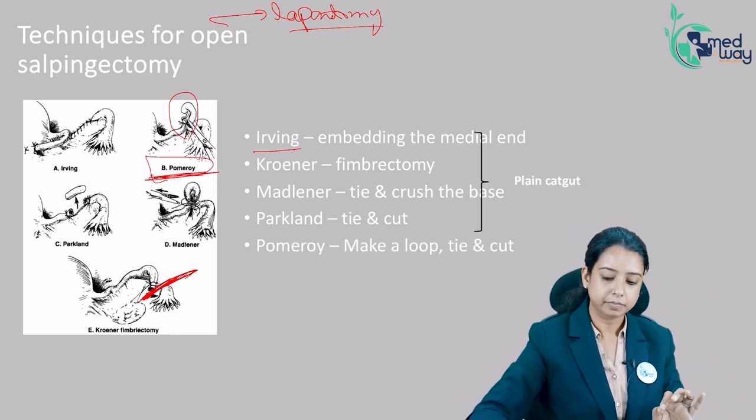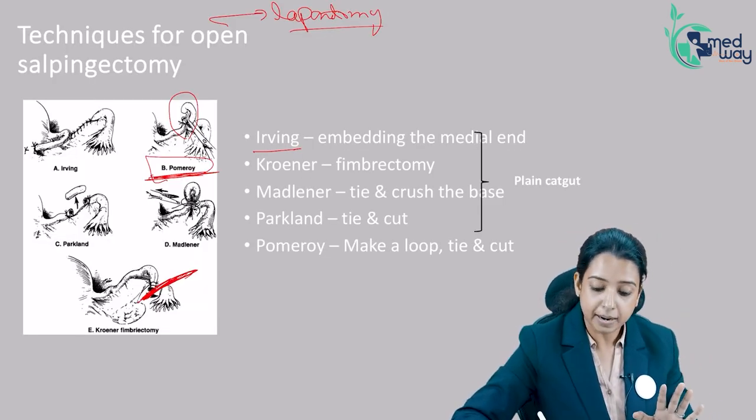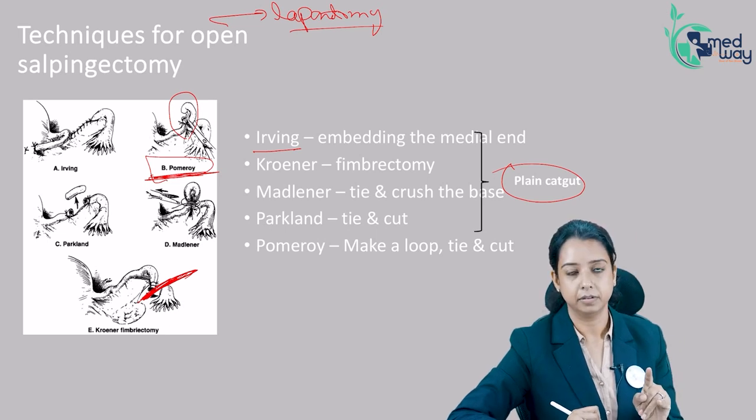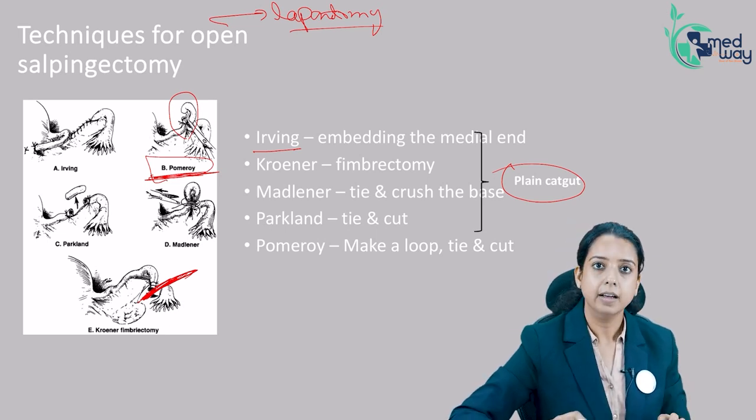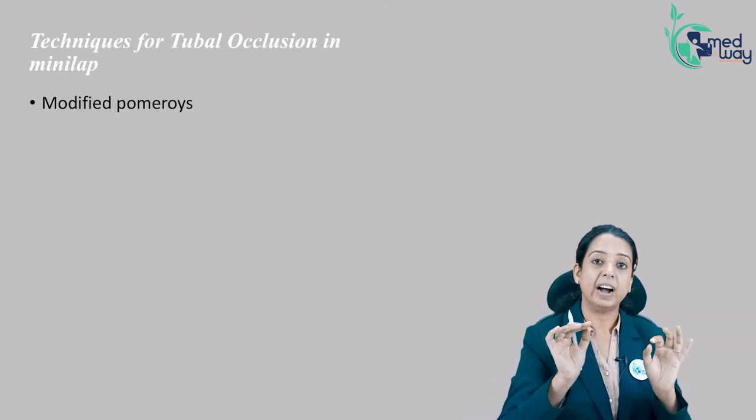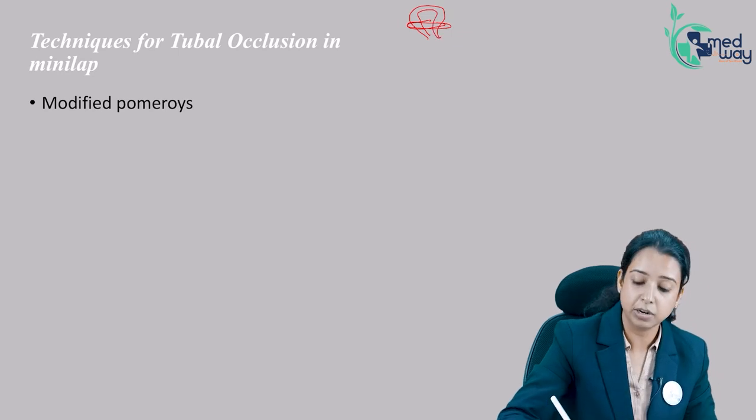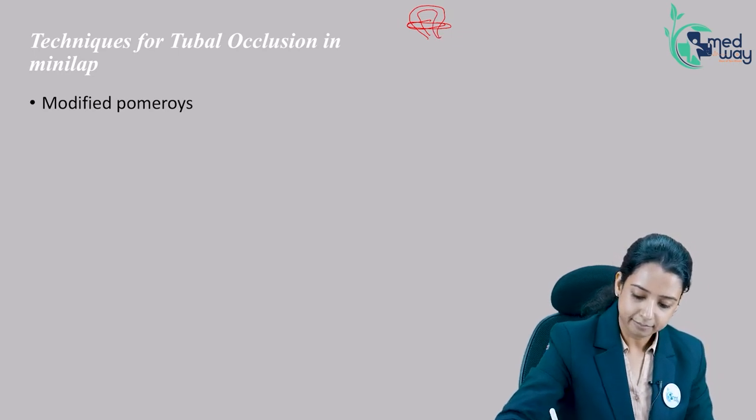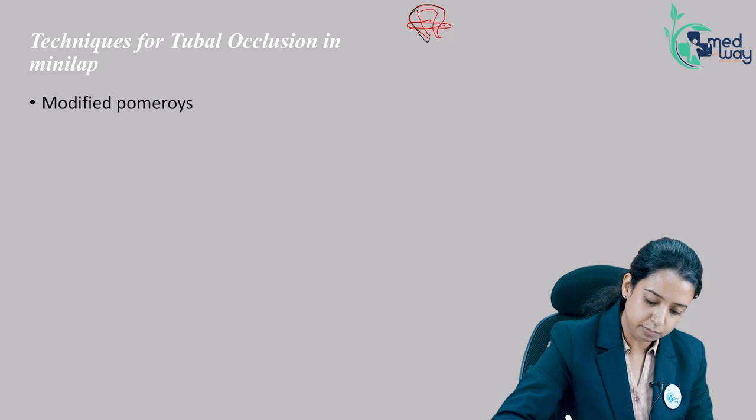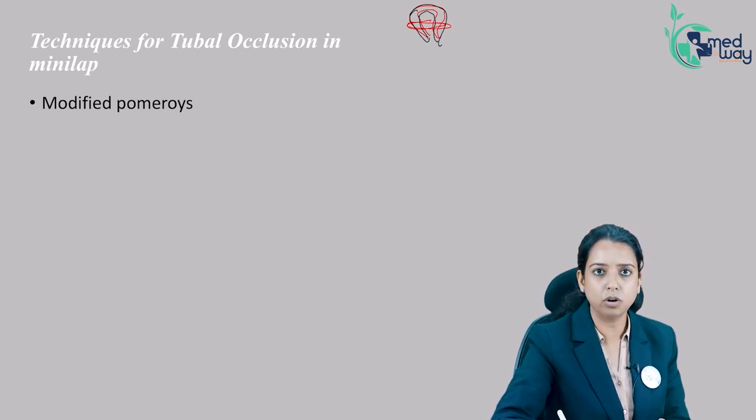And what is the suture you are using? In all of these techniques, what is the suture? Plain catgut. You have to use plain catgut for doing the salpingectomy. Correct? While doing the mini lap, when you have such a small 2 centimeter incision, only a small loop of tube you are able to see. When you see only a small loop of tube, can you do all these techniques of cutting and tying, embedding in the uterus? You cannot do all this.